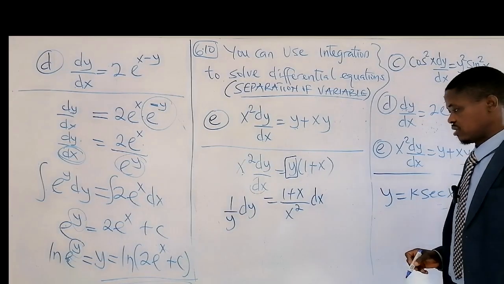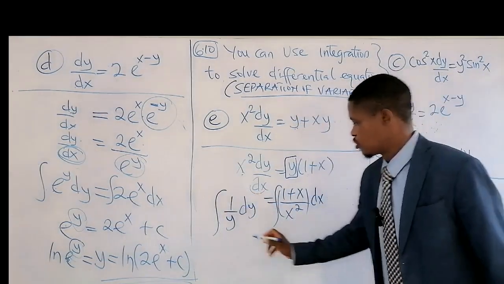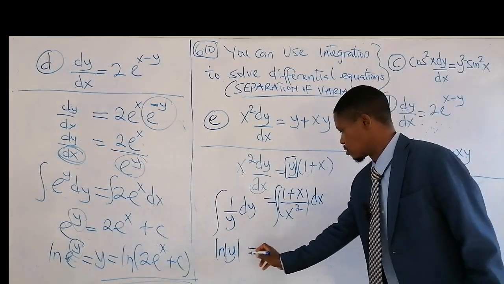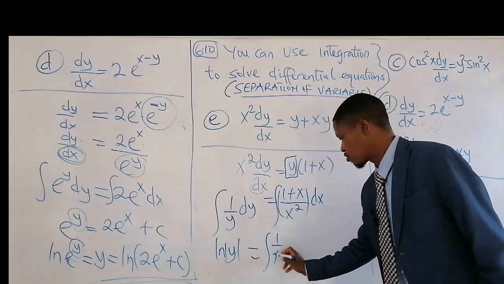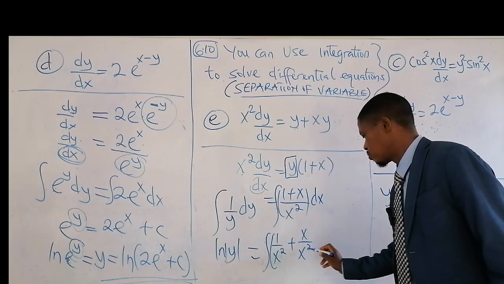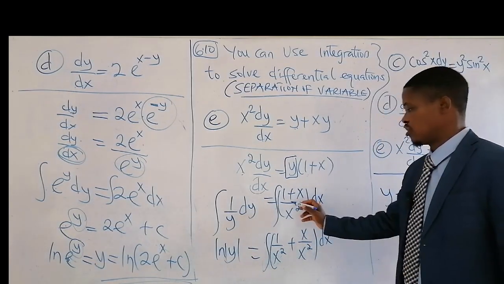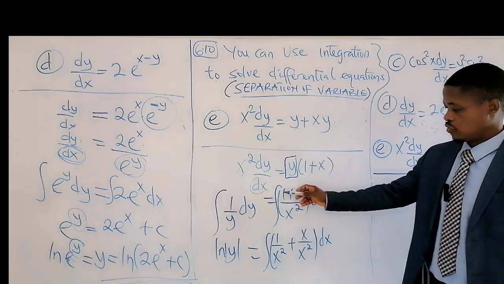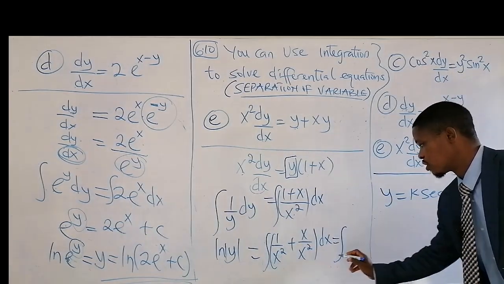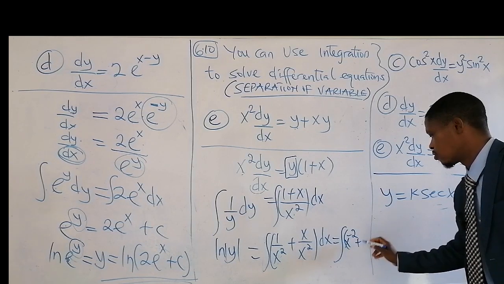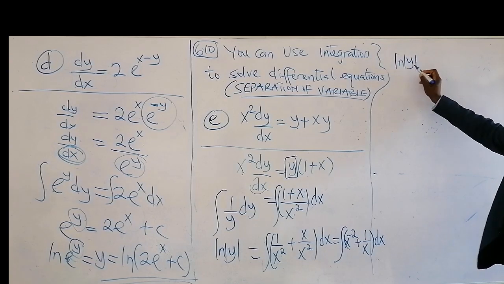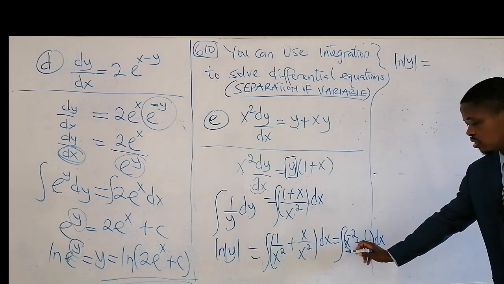So you have separated the variables. Then integrate both sides. This will be ln y, and this will be equal to the integral of 1 over x squared plus x over x to the power 2 dx. This is just algebra: 1 over this plus this one over this. And this will be equal to the integral of x to the power minus 2 plus 1 over x dx.